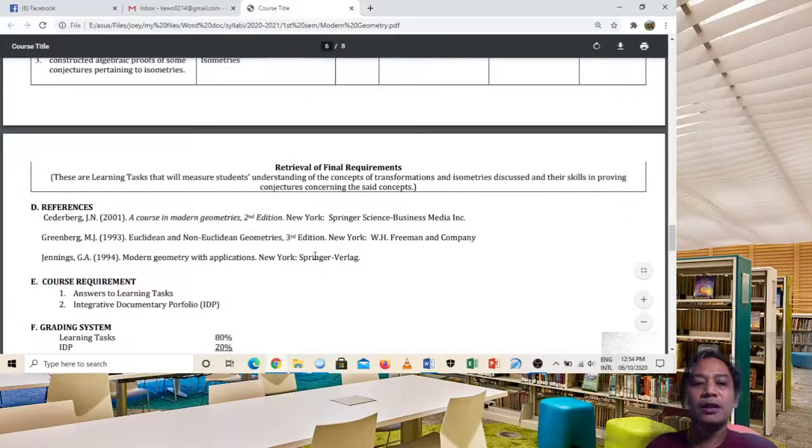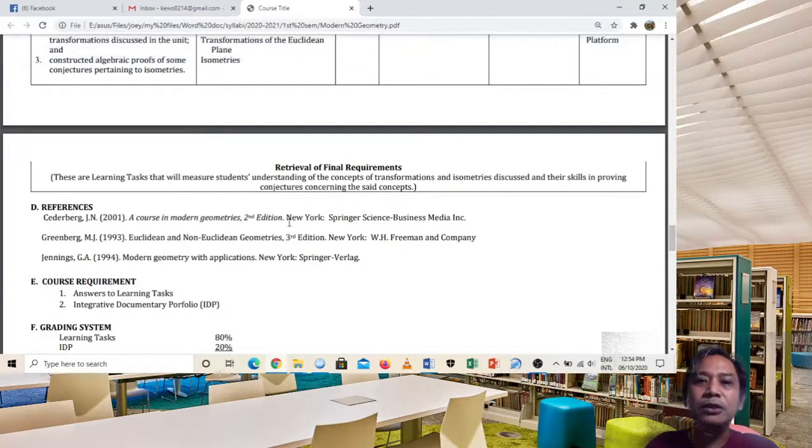Our main textbook would be this one, written by Judith Sederberg, entitled A Course in Modern Geometries, 2nd edition. You don't have to worry, because I would provide an electronic copy of this book through our group chat. I hope that you would be able to download it, because most of the details of the discussions would be in the book. Also, some of the exercises are found in the book.